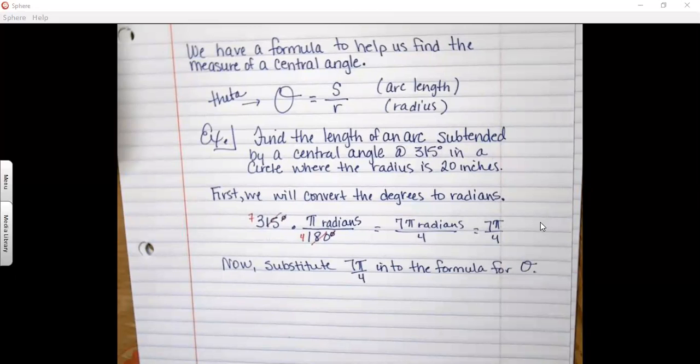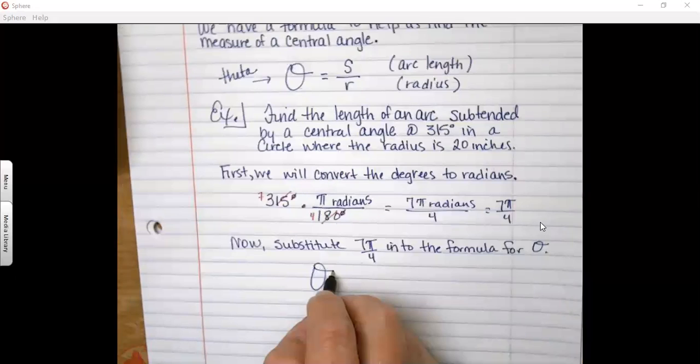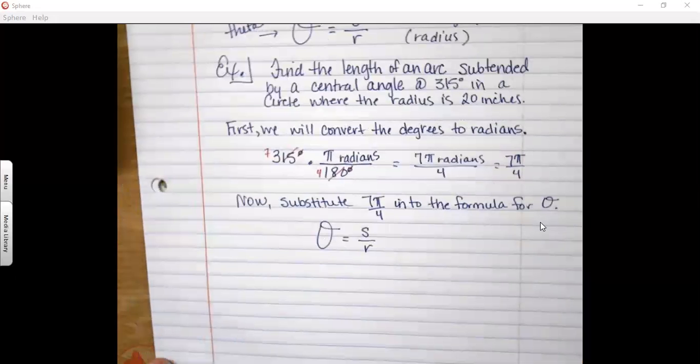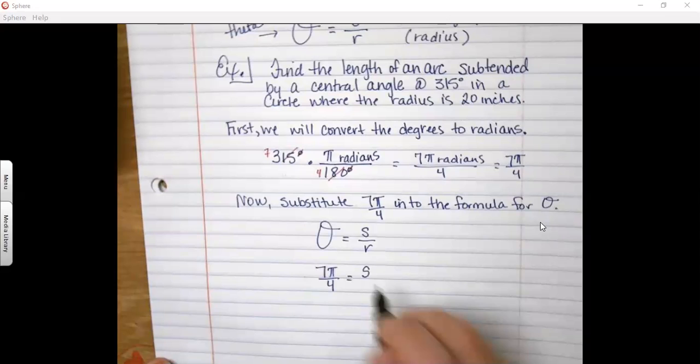We know that the arc length is 7/4 pi. And we're going to set that equal to... We do not know the arc length. Make sure your S looks like an S and not a 5. And they did tell us in the problem that the radius was 20 inches.